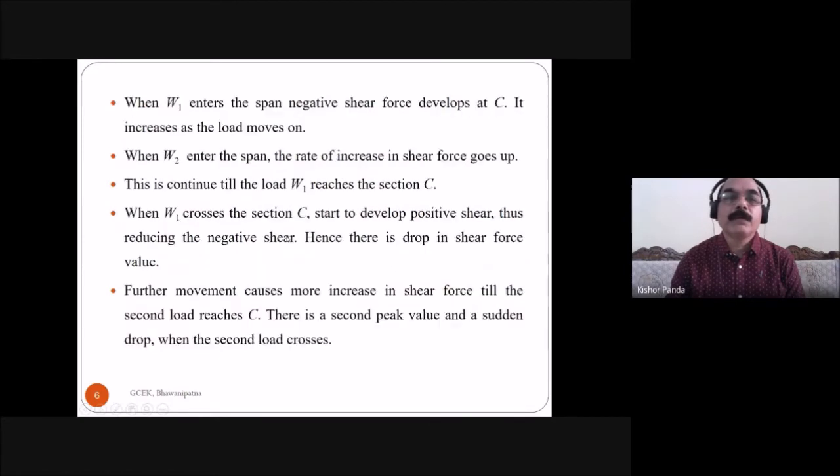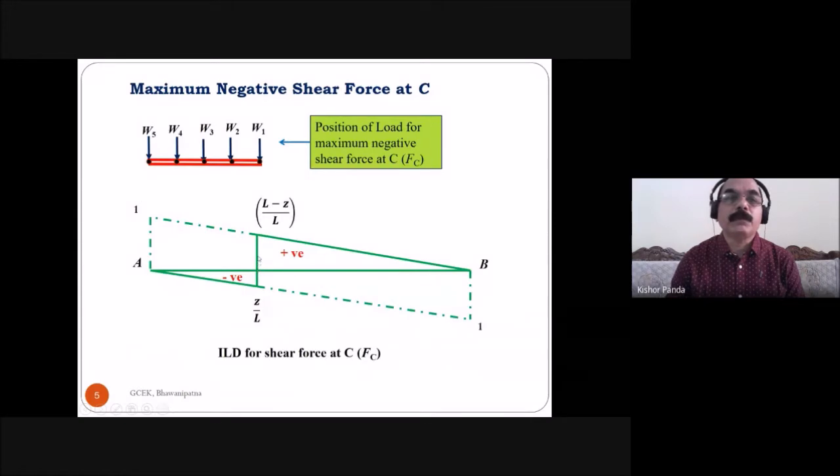So here, for negative shear force, first W1 touches the section C, then it crosses the section C. Then W2 touches the section C, then crosses it. Here you will get the peak values of the shear force, and you have to find the peak values for the 2 or 3 trials. From this you will get the maximum negative shear force. Mostly the maximum negative shear force occurs when the load W1 is at the section C, when it touches the section C.